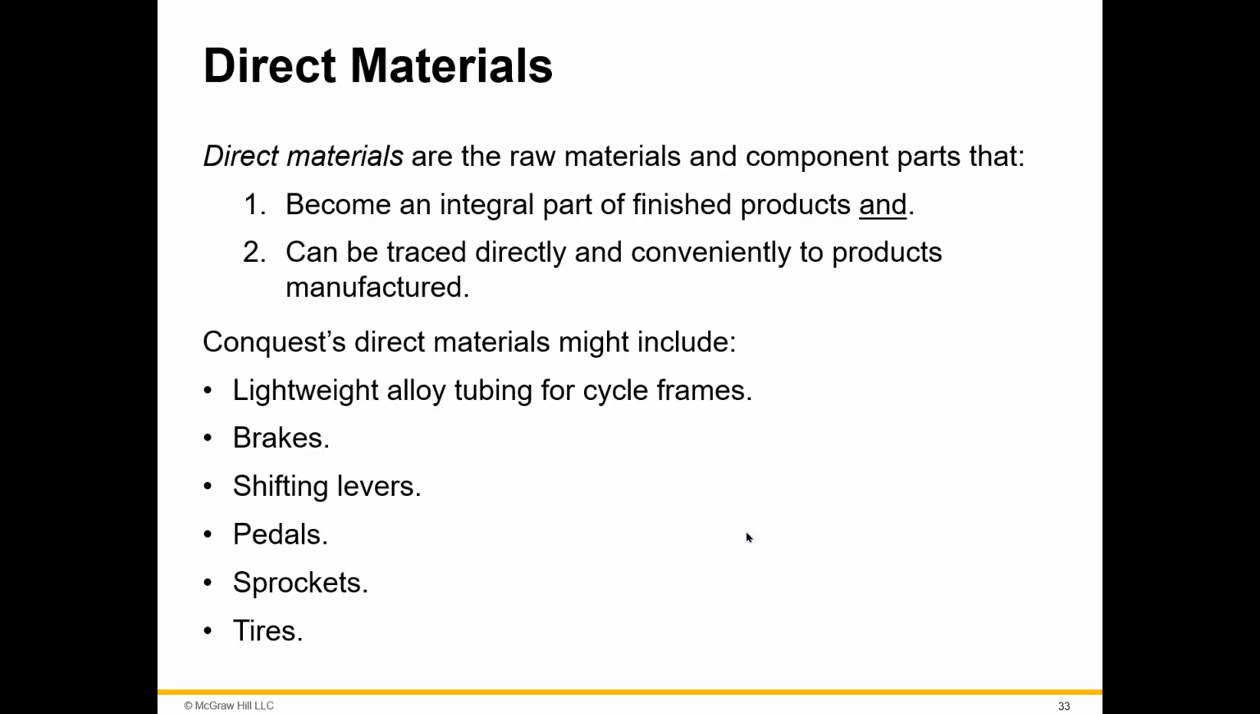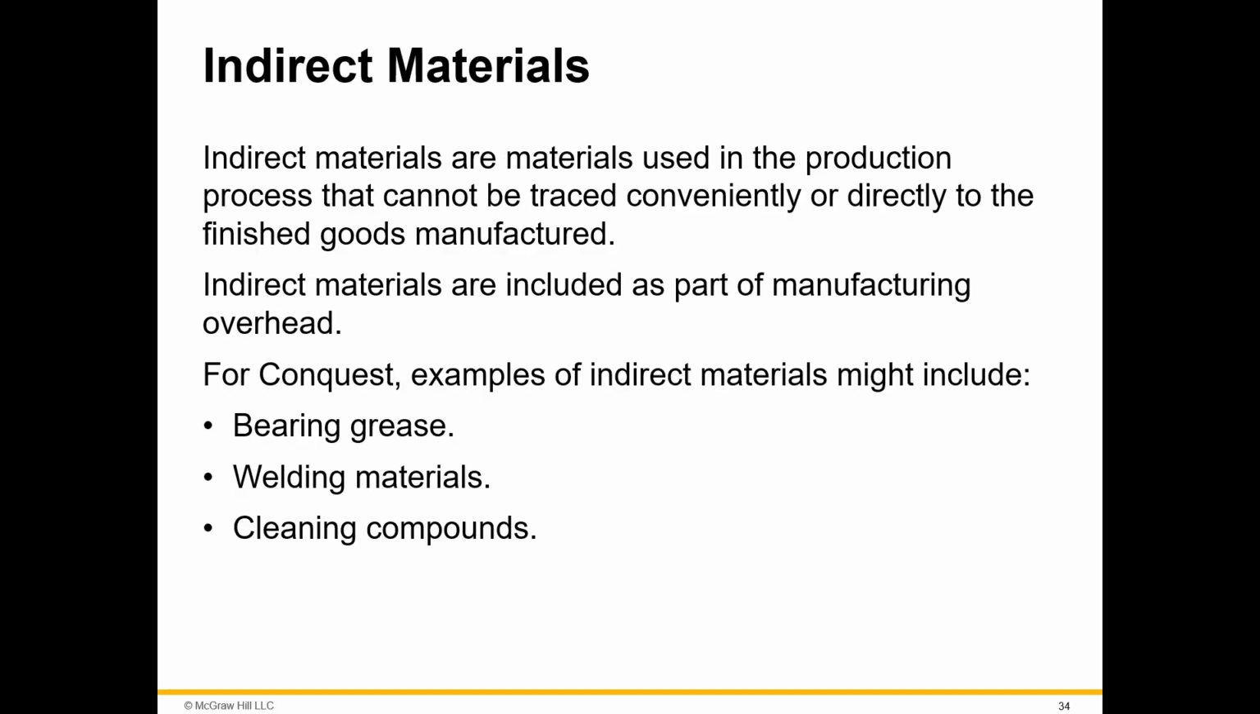Direct materials, again, are those raw materials and component parts that are directly traceable, are an integral part of the finished products. They might include, for this company, lightweight alloy tubing, brakes, tires, pedals, shifting levers, sprockets, all those items. Typically, you can see them. It's directly traceable, so you can see those.